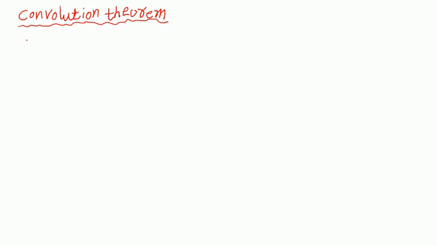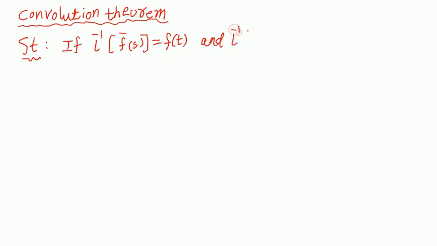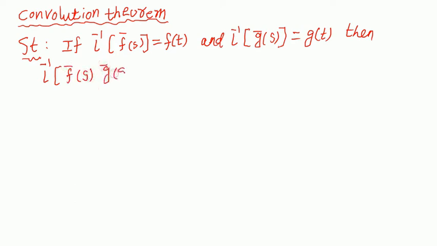The statement of the convolution theorem is: if L inverse of f bar of s is equal to f of t, and L inverse of g bar of s is equal to g of t, then L inverse of f bar of s into g bar of s is equal to the convolution product of f of t and g of t.